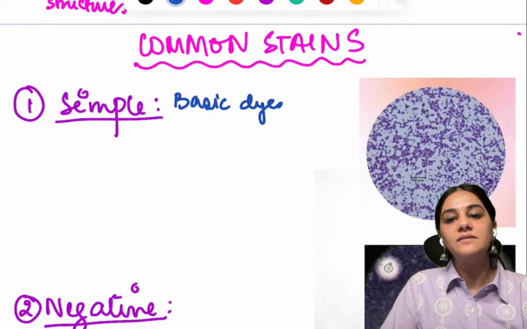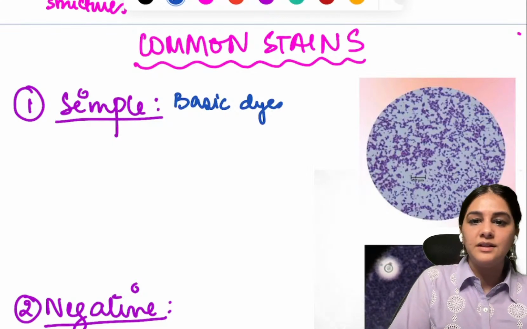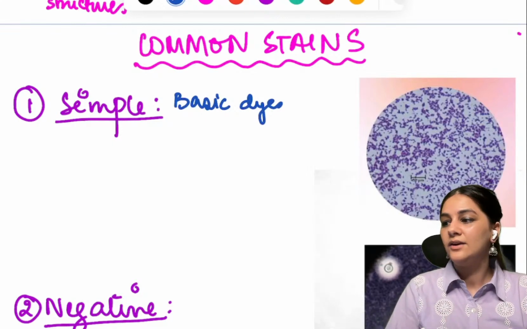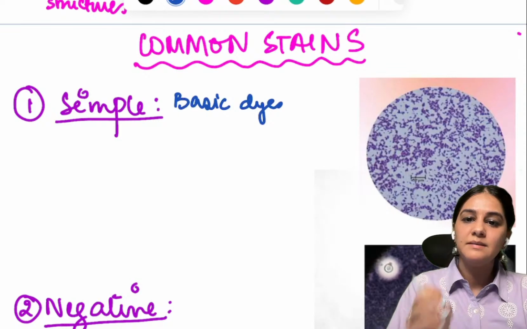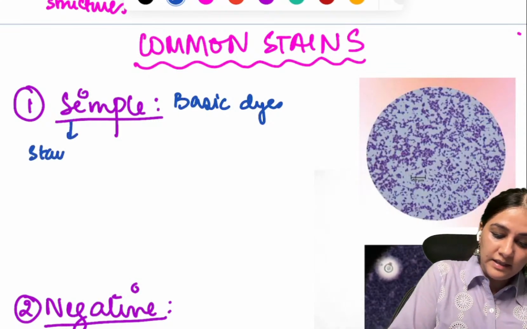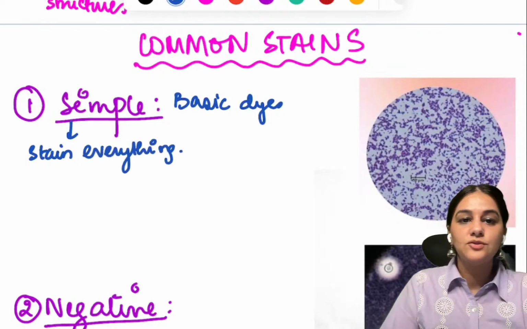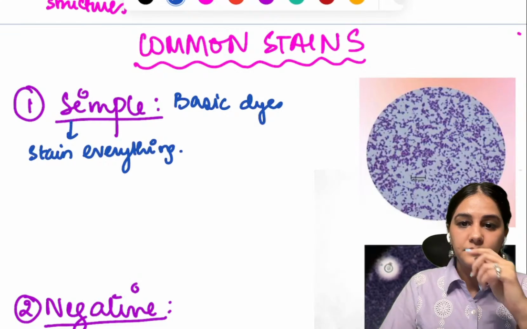So what will it do? It will simply stain everything on the smear. Right? It doesn't matter if it's a cocci or a bacilli or whatever it is, it doesn't matter. These simple dyes, they will stain everything. So these are what simple dyes do.